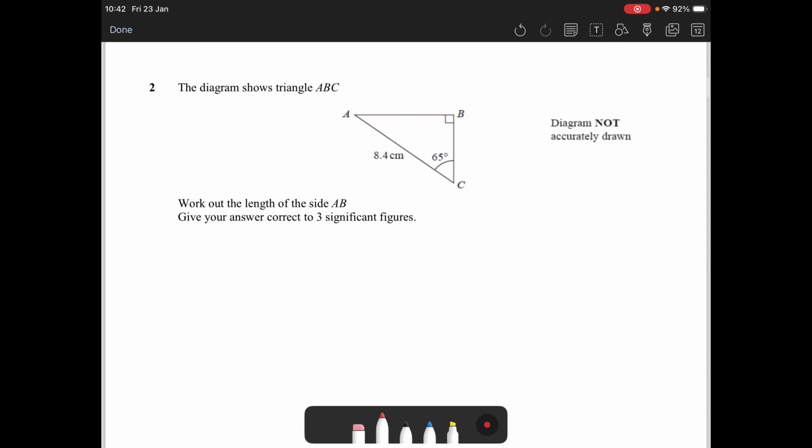Number 2, AB. This looks like a right angle triangle. We're dealing with lengths and angles, so this is trigonometry, right? SOHCAHTOA is what I'm thinking of. So with SOHCAHTOA, identify the sides. It wants AB. Let me call that x for argument's sake, call it any letter you like. With respect to this angle here, that's the hypotenuse and this is the opposite. So I've got the opposite and hypotenuse. I'm going to use SO, or sine, right?